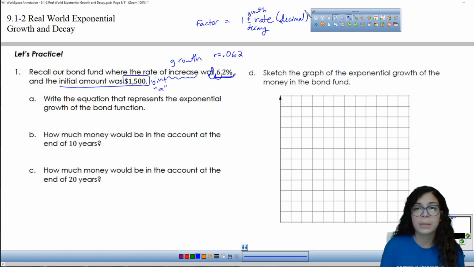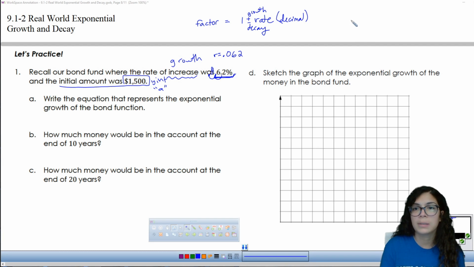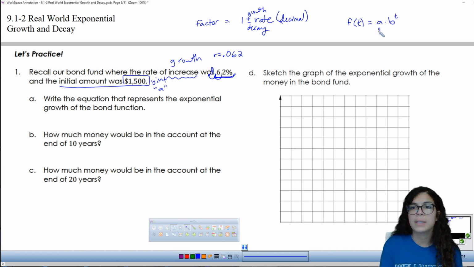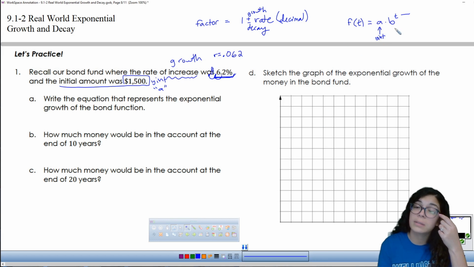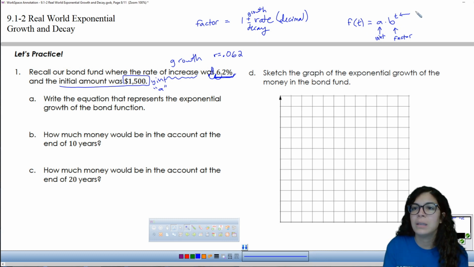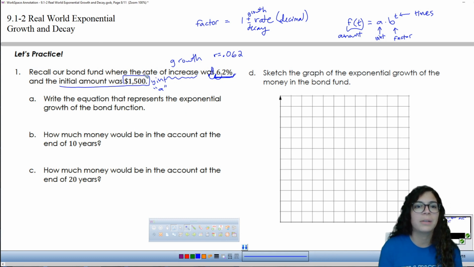In the format that we use for exponential functions, f of t equals a times b to the power of t, a is that y-intercept, like I just mentioned. Let's cover b first. B is the growth or decay factor, which is found by adding or subtracting the rate, if you're given the rate, to 1. And t is how many times you are going to calculate that factor. The output is the amount that you have: how much money, how many bacteria, what is the population, whatever the problem is. Of course, this one we're talking about an amount of money.